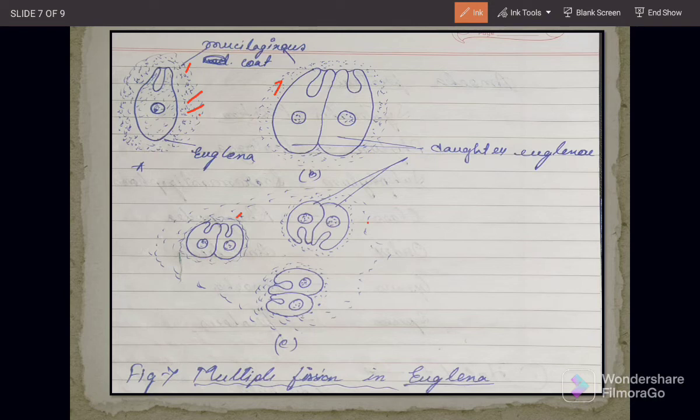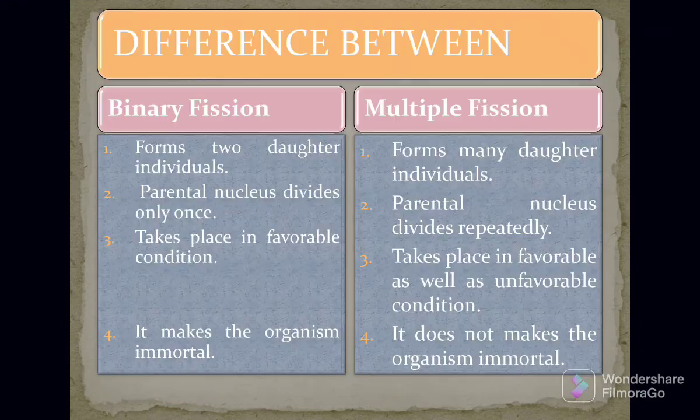After multiple fission, you can see daughter Euglena will be produced inside this cyst to overcome the unfavorable condition. I hope you have understood this multiple fission. For better understanding, I will give an extra slide on the difference between binary fission and multiple fission.